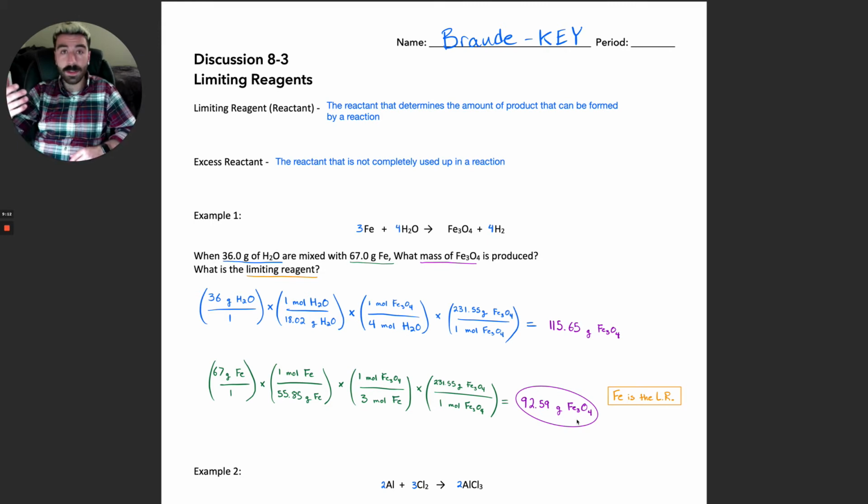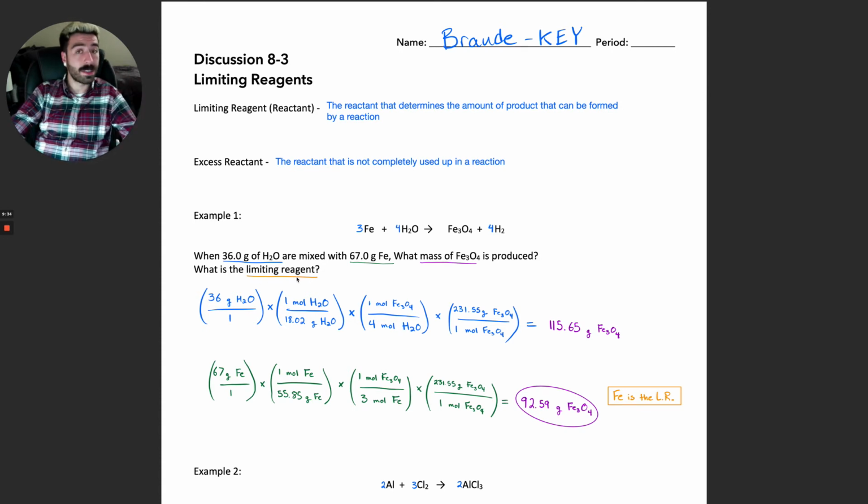It's like if I have enough marshmallows to make 250 s'mores, but I only have enough chocolate to make 10, well then chocolate's the limiting reactant and I can only make 10 s'mores. And it's important that you also say that iron, in this case, is the limiting reactant. And that's why I underline that in orange.